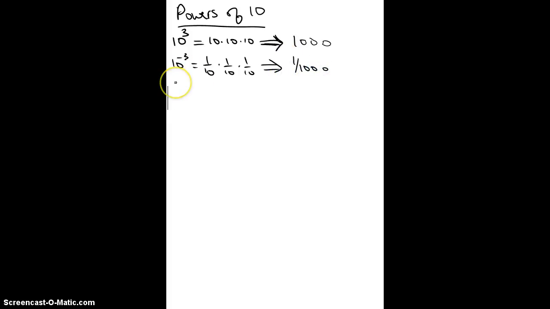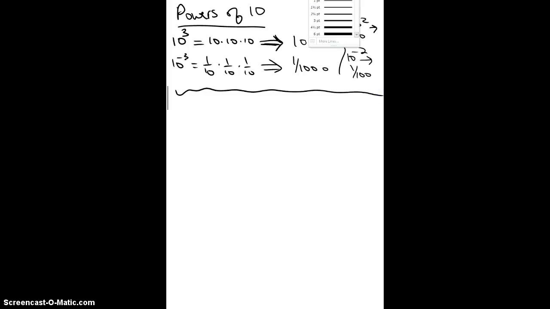Right, so if I know that 10 squared is 100, then I automatically know that 10 to the negative second is 100th. So again, negative exponent just means to reciprocate. That's all it means.